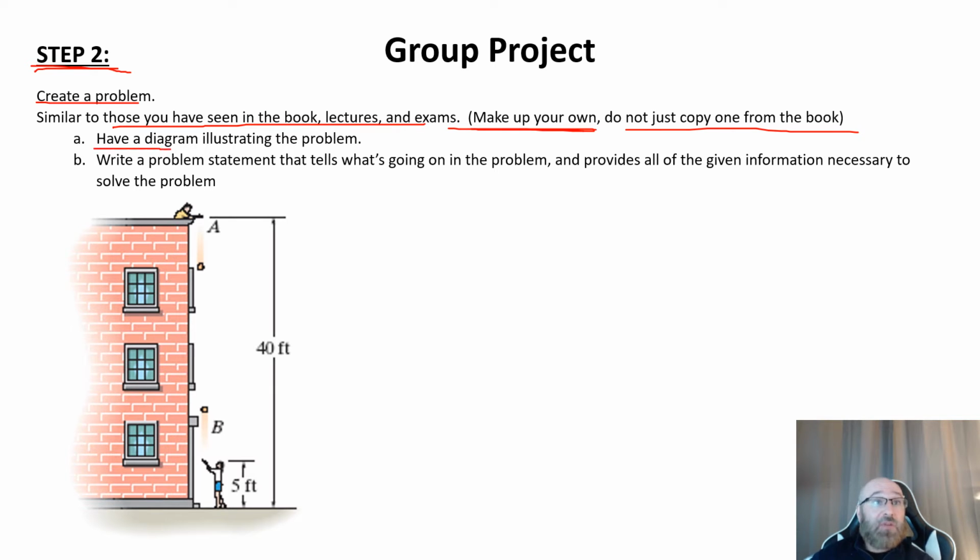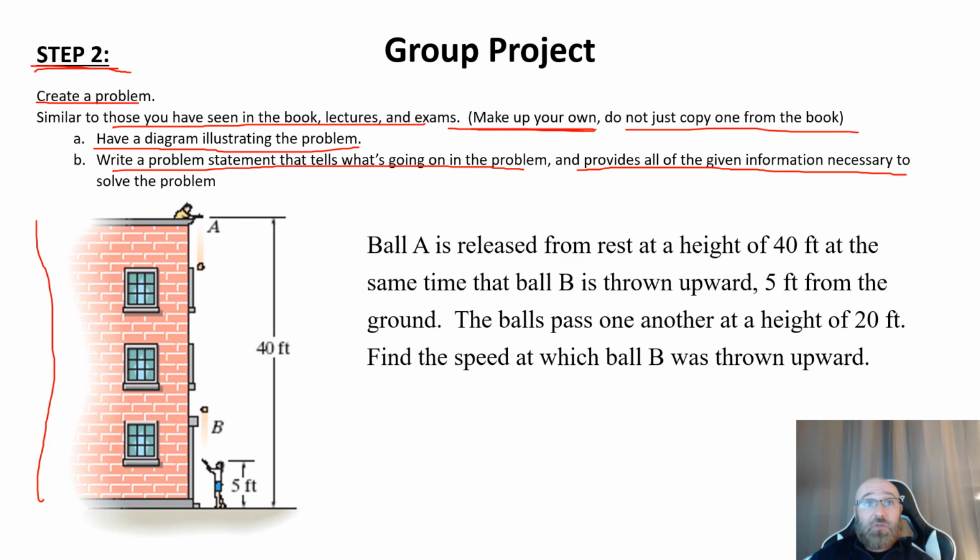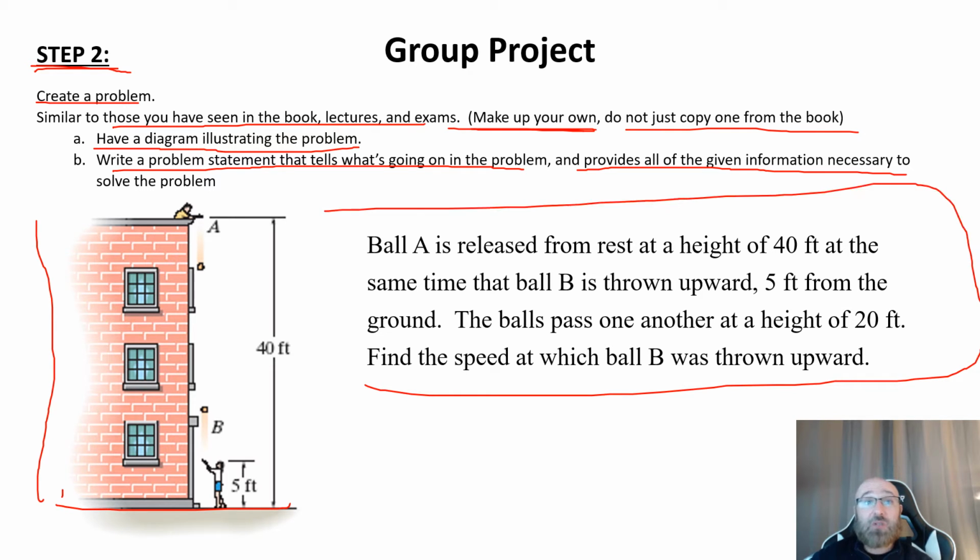Within this, you're going to have a diagram illustrating the problem like we see down below here. And then you're also going to write out a problem statement that tells what's going on in the problem and provides the people solving, the other group solving your problem, with all the necessary information they need in order to come up with a solution. So this here is your problem statement. Again, you want to have not only the diagram you see over to the left, but you're also going to want to have a problem statement that covers all that information they need to solve the problem.